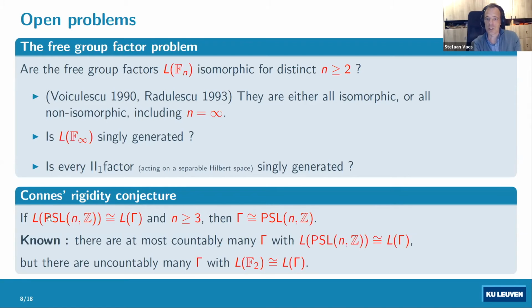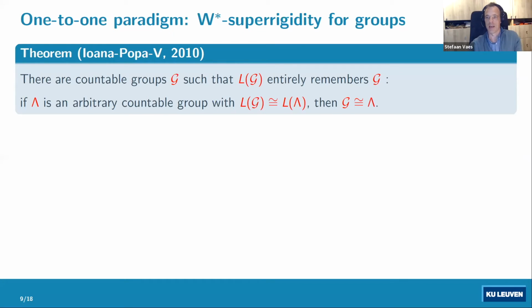Okay, this kind of superrigidity phenomenon for group von Neumann algebras has been established, though, for other classes of groups. And the first family of groups for which it was established, so the first such superrigidity theorem for group II_1 factors, was proven a while ago by Adrian Ioana, Sorin Popa, and myself. And we did construct groups G such that their group II_1 factor entirely remembers the group G. So whenever L of G is isomorphic to a group II_1 factor L of Lambda, the groups must be the same.